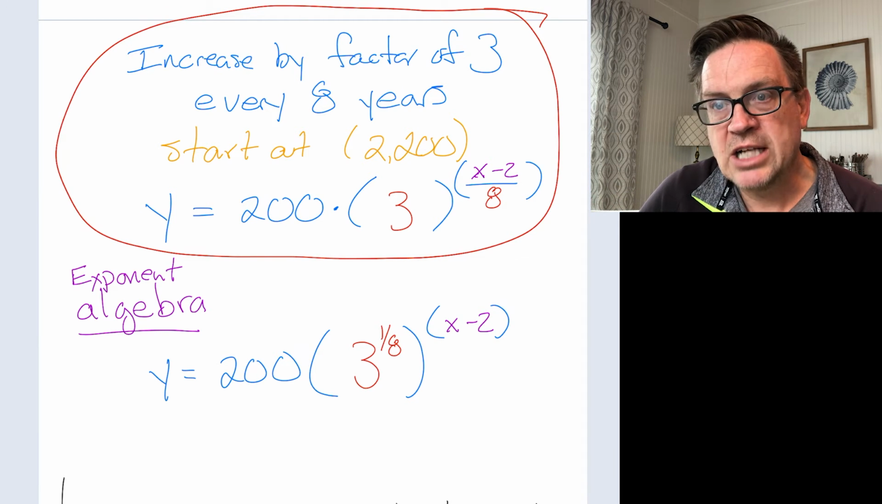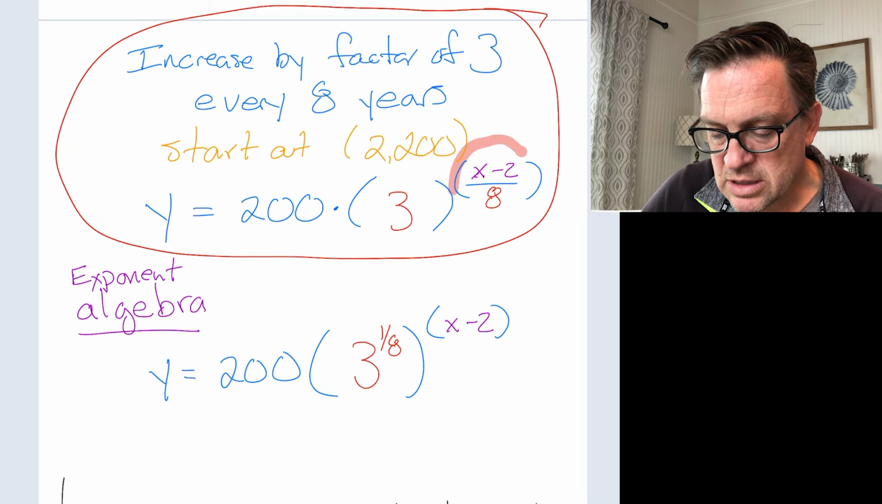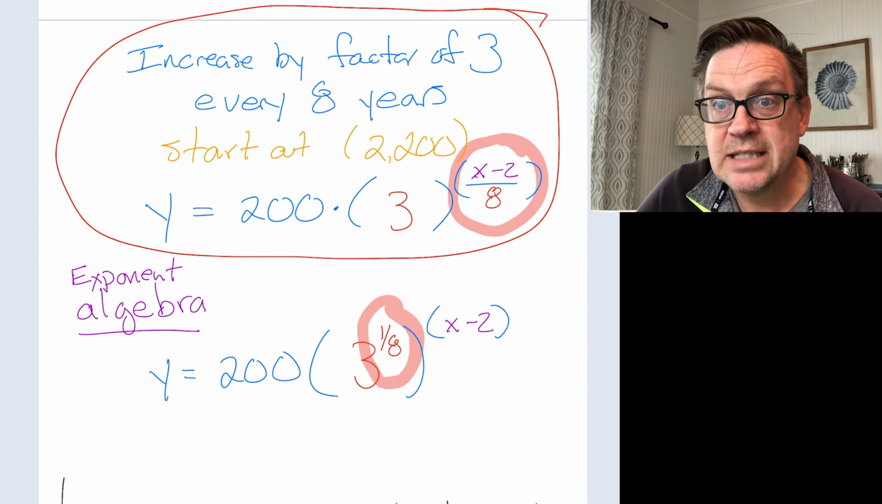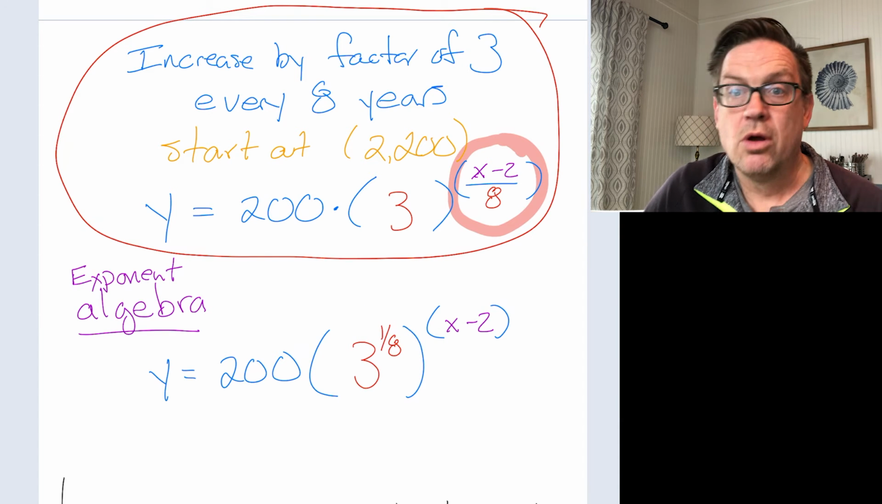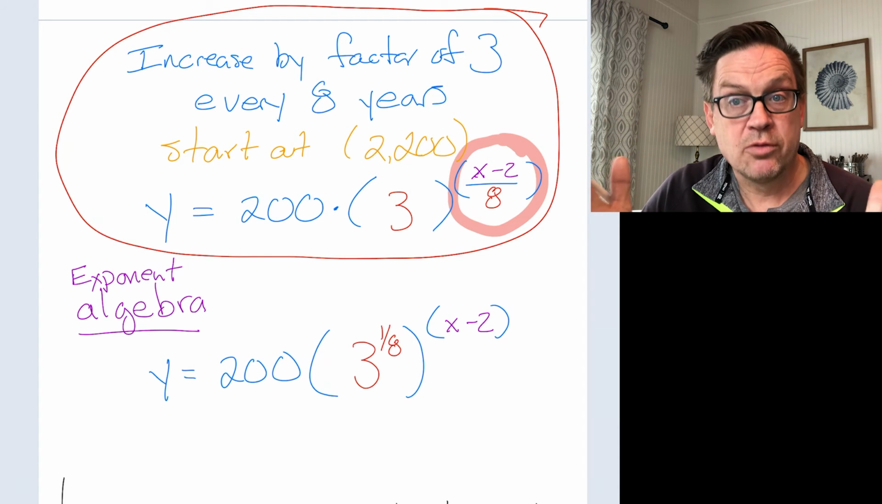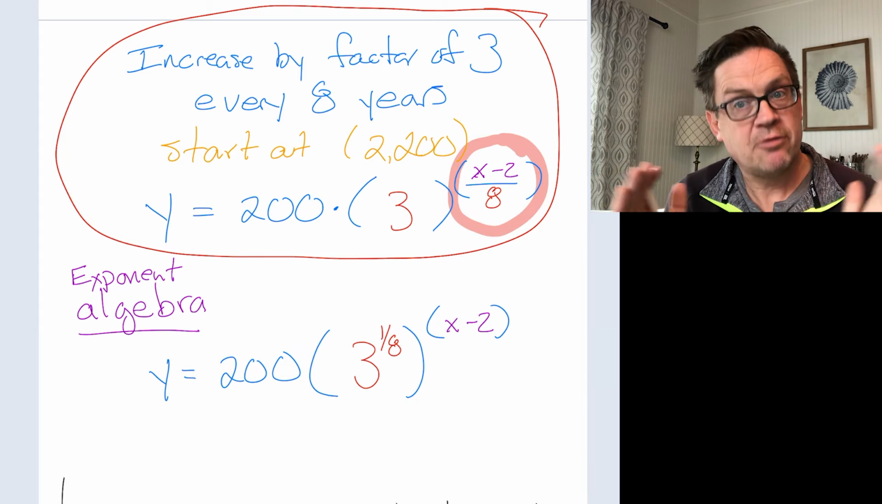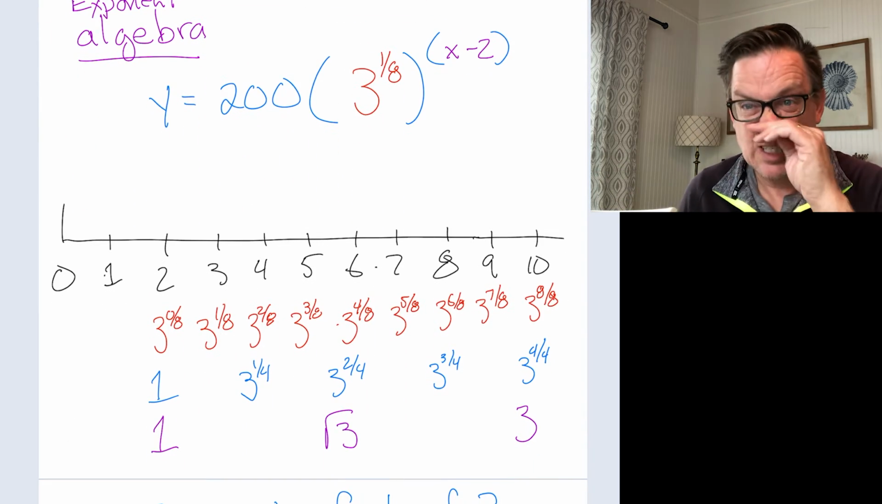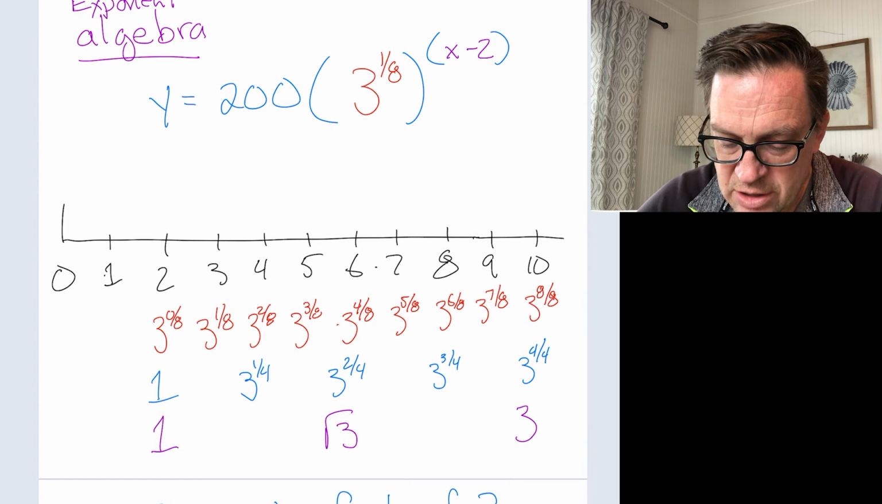The algebra for exponents means the exponent, when I divide by 8, I can put that inside and take the fractional power of 3. I can take the 1/8 factor of 3 to the 1/8. And your calculator can tell you what that is. But here's a chart that kind of describes it.